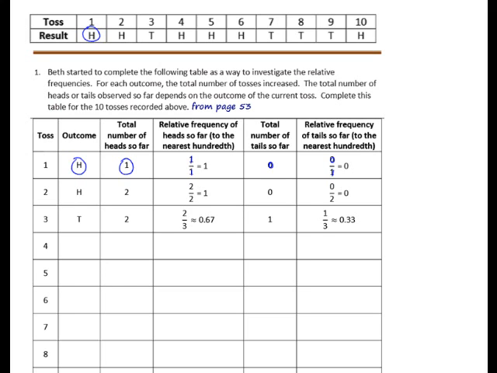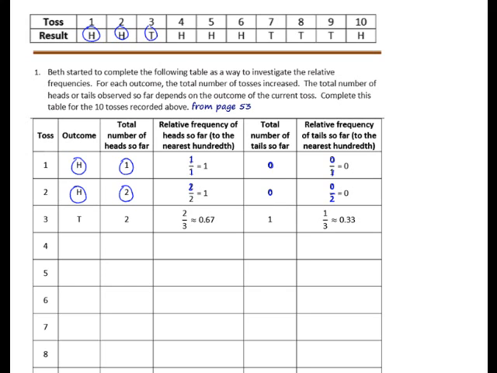In the second row, heads was tossed, so we recorded heads as the outcome. The number of heads so far is 2. That's 2 heads out of 2 tosses, and 2 divided by 2 is 1. We still have 0 tails so far. Now it's 0 tails divided by 2 tosses, and that equals 0.